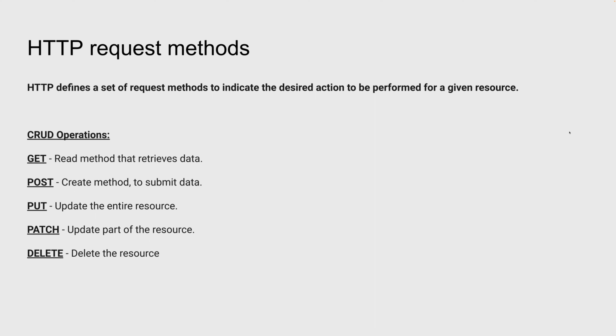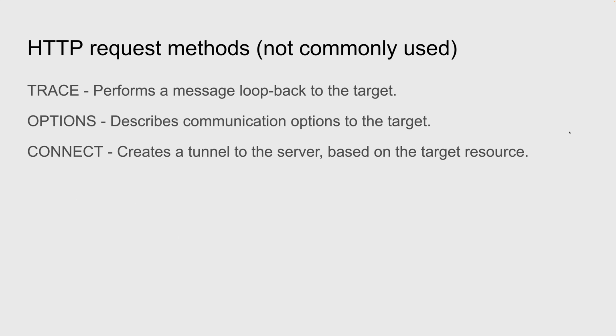We also have some more HTTP request methods, which are not that common, which are TRACE, OPTIONS, and CONNECT. TRACE performs a message loopback to the target. OPTIONS describes communication options for the target. CONNECT creates a tunnel to the server based on the target resource. So these 3 are not that common, but the 5 we looked at before are the ones we're going to be using in this course.